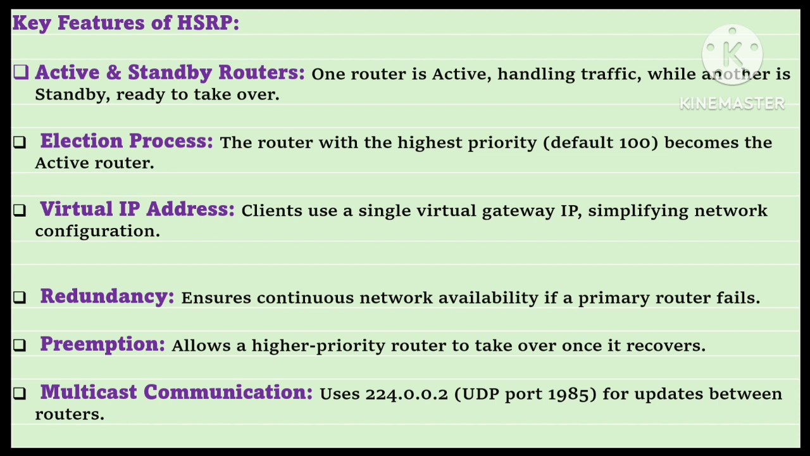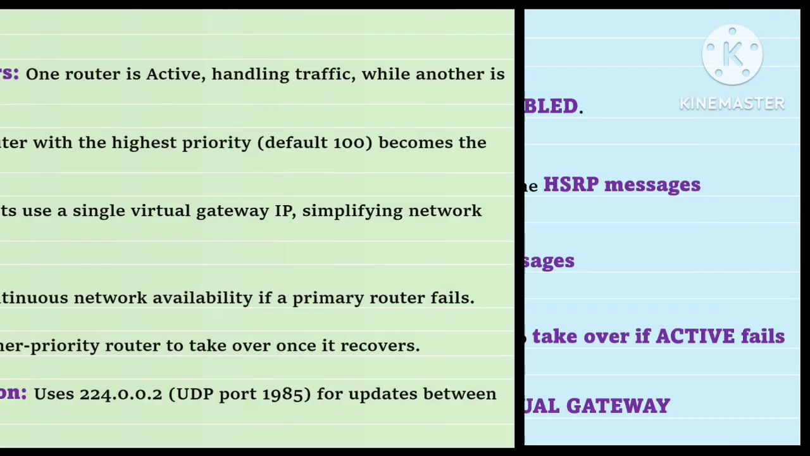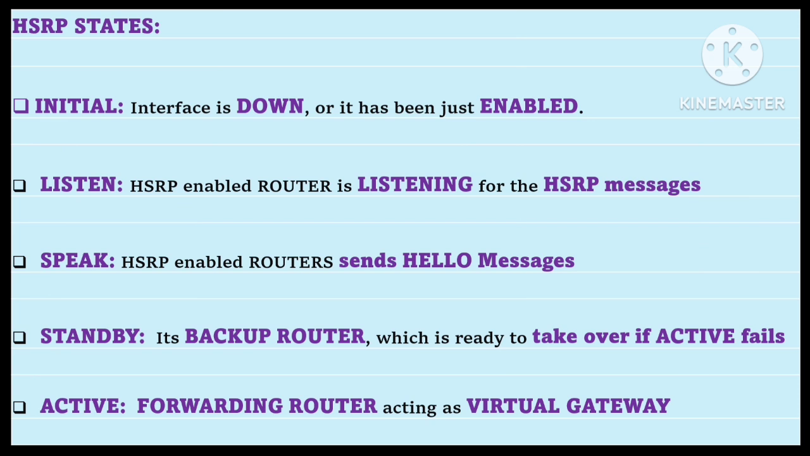As I told, the active router will be identified by looking at the highest priority. So the highest priority router will become active and the lowest priority will become standby. Now if you take the HSRP states, you have 5 states in an HSRP group: initial state, listen state, speak state, standby state, and active state. Initial state is nothing but the interface associated with the gateway is down and it has just been enabled. That is the initial state.